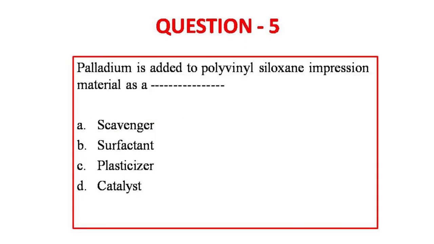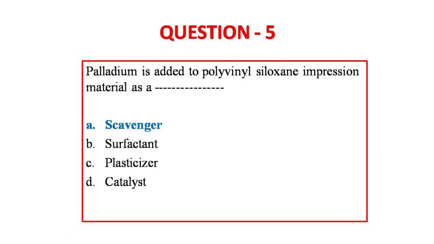So moving on to question number 5. Palladium is added to polyvinyl siloxane impression material as a scavenger, surfactant, plasticizer, or as a catalyst. The answer is scavenger. The palladium is added to polyvinyl siloxane impression material as a scavenger, so it actually aids in the setting of the impression.